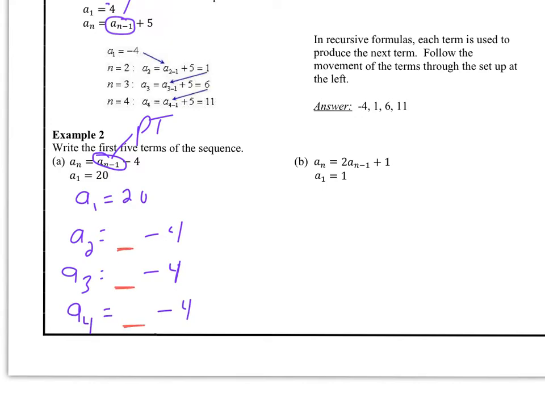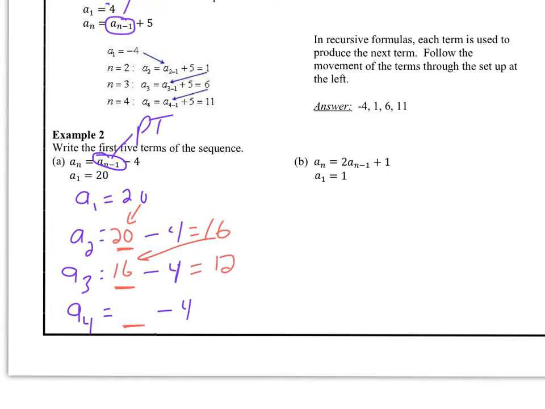The previous term to a sub 2 is my answer for a sub 1. So I plug it in. I'm going to plug 20 in. I get 20 minus 4 is 16. The previous term to a sub 3 is the term before it, which is a sub 2, and that's 16. So I need to do previous term 16 minus 4, which gives me 12.